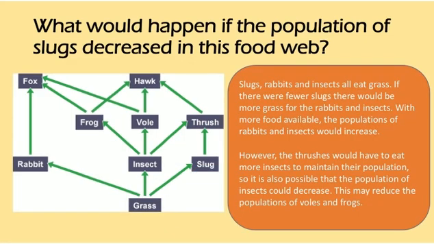So again, here's a summary of what we found in this picture. Slugs, rabbits and insects all eat grass. If there were fewer slugs, there would be more grass for the rabbits and insects. And with more food available, those populations would increase. But the thrushes would have to eat more insects to maintain their population. So it's also possible that the population of insects could decrease, and this may reduce the populations of voles and frogs, which would then have an effect on the fox and the hawk.